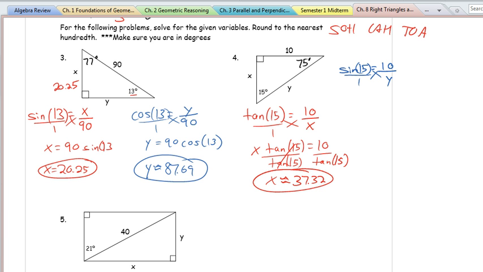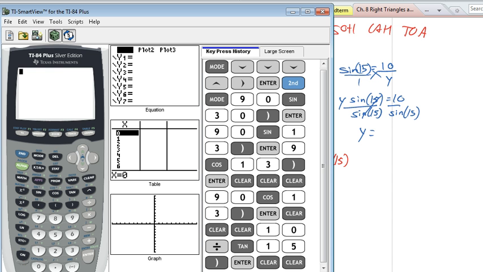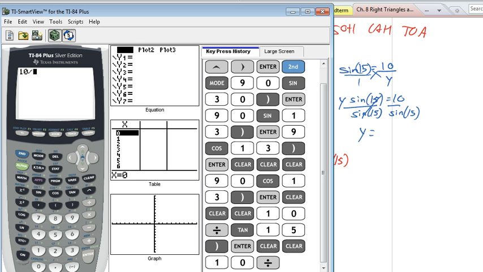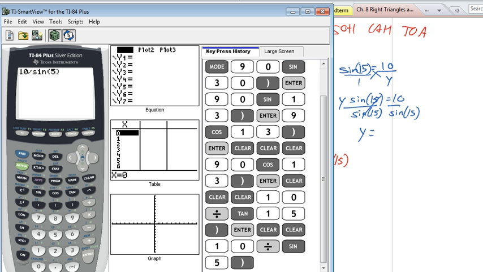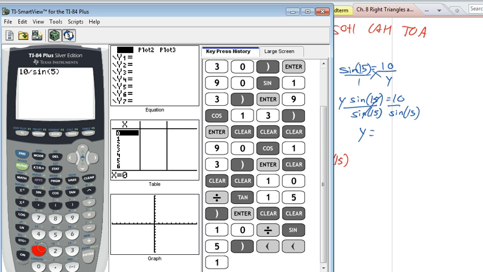Again, put it over 1, cross multiply. So we have y times the sine of 15 equals 10. Get y by itself by dividing both sides. So y is equal to 10 divided by sine of 15. There we go. So we have 38.64.